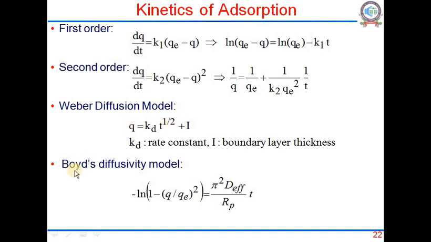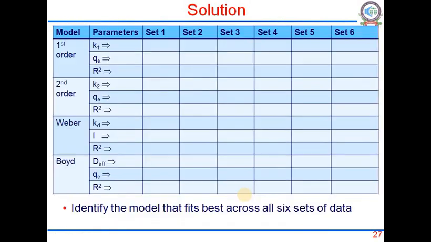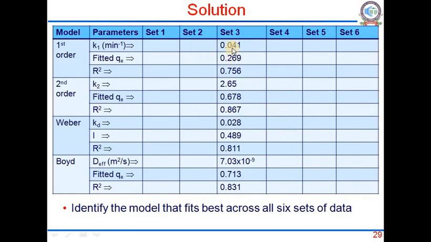If you want to fit Boyd's diffusivity model, you need to fit minus ln (1 minus (Q by QE) square) versus time. So do this for yourself for, let's say, set 3, and you can do it for other sets as well. If you need some help, this is the solution for set 3.